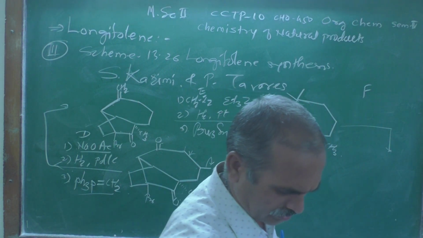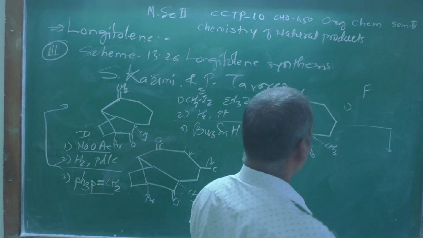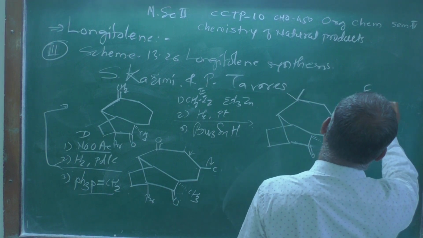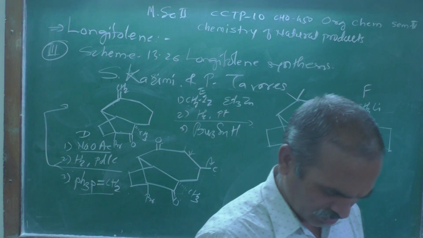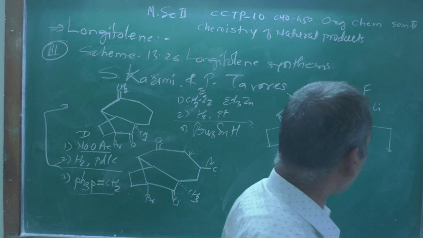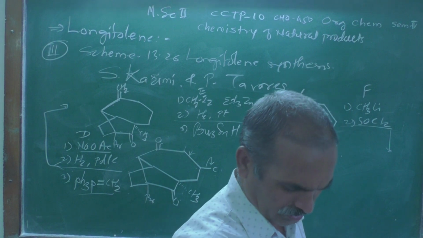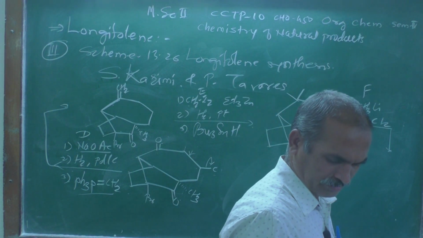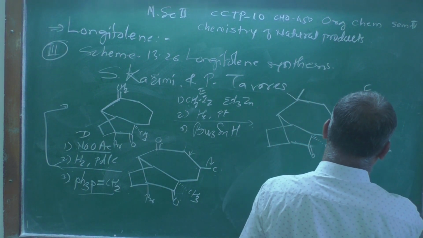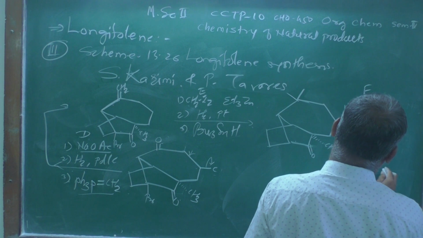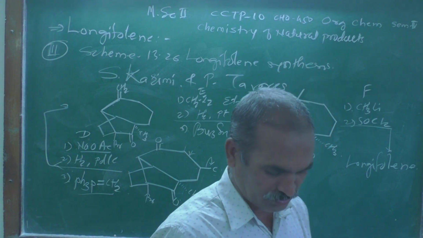Finally, this compound, when treated with F reagent, the F reagent will be this one: first one is CH3Li, that is methyl lithium, and second one is SOCl2, thionyl chloride. And finally we will get our target molecule, which is longifolene. This is the target molecule which we got over here.